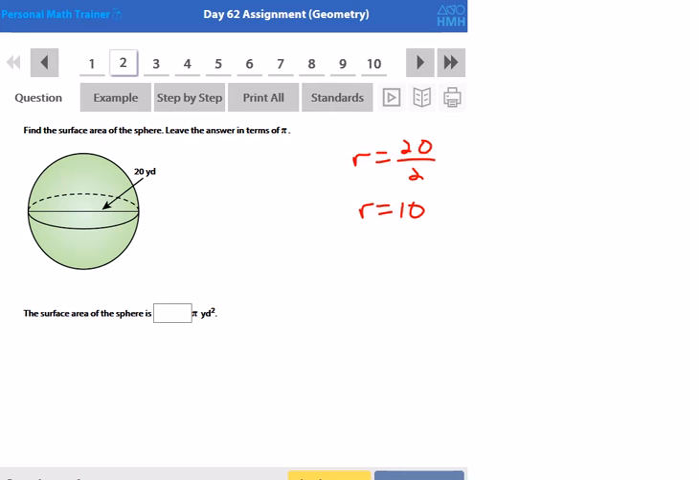Once I have that, the surface area is 4 pi times that 10 squared, 4 pi r squared. So the surface area is going to be 4 times 100, which is 400 pi. That would be the exact amount. That's what you put on a test or quiz, and that's what they're asking for here. So it's perfect. 400 pi. Don't forget on a test or quiz to write the pi also.